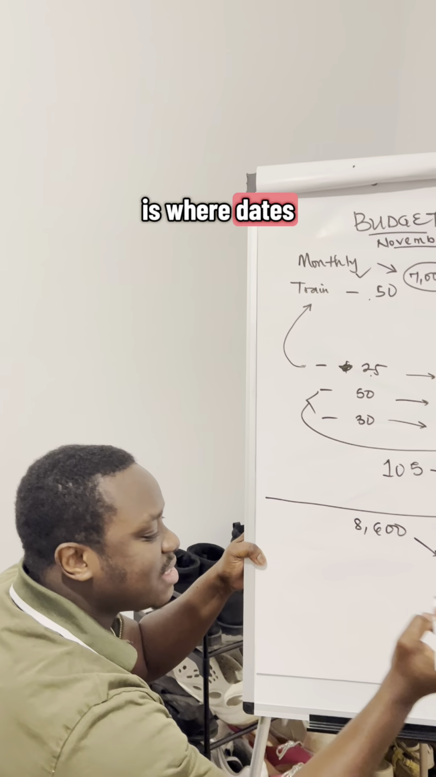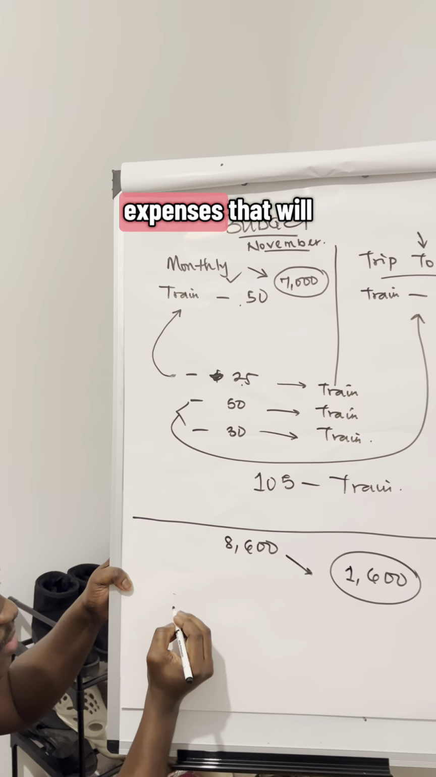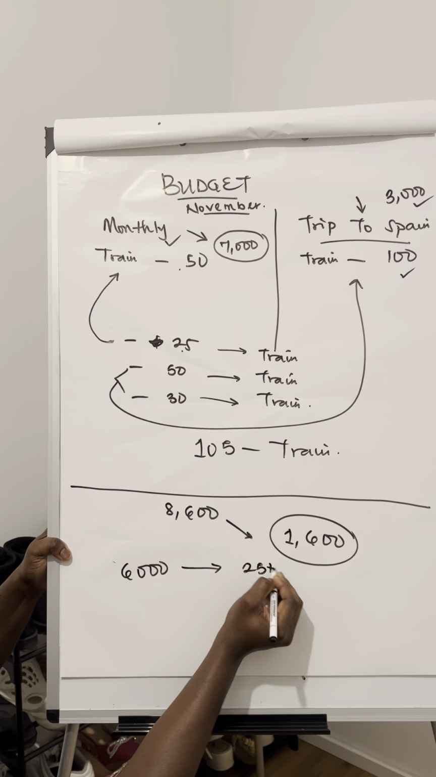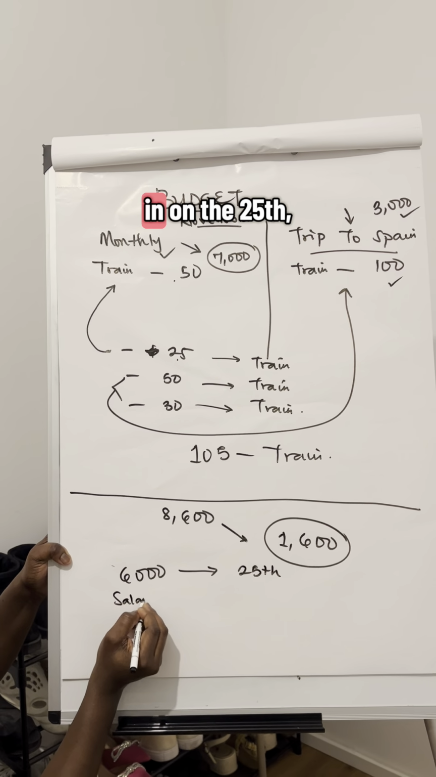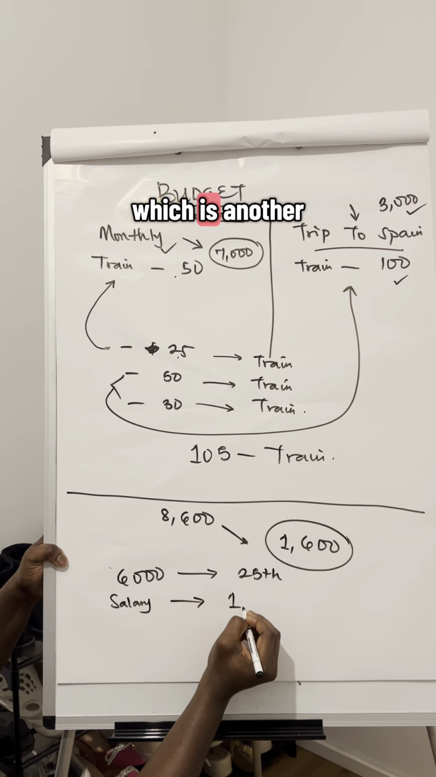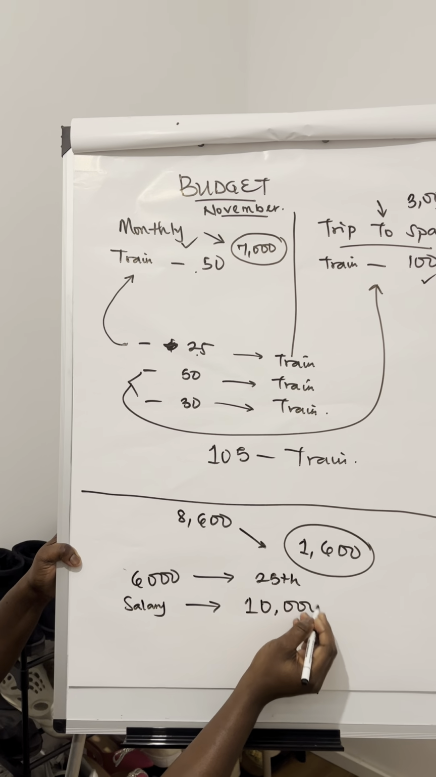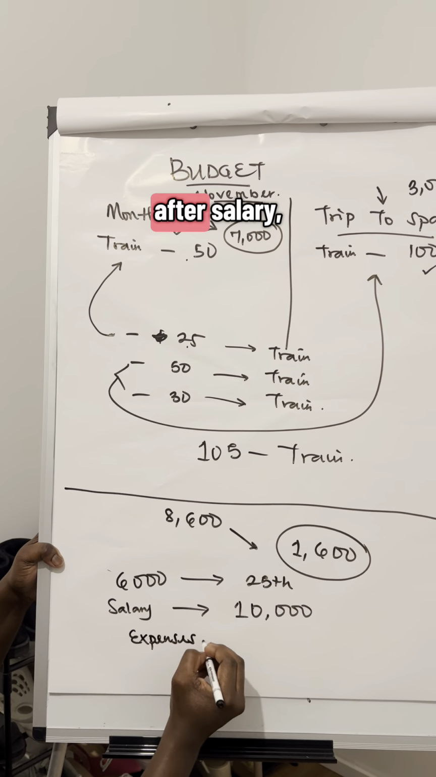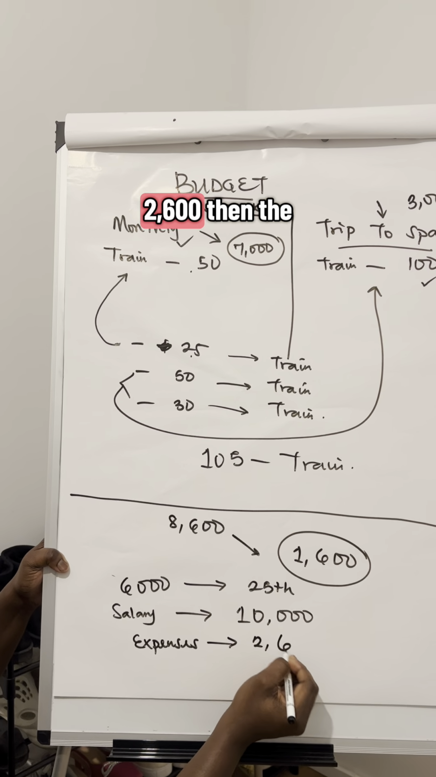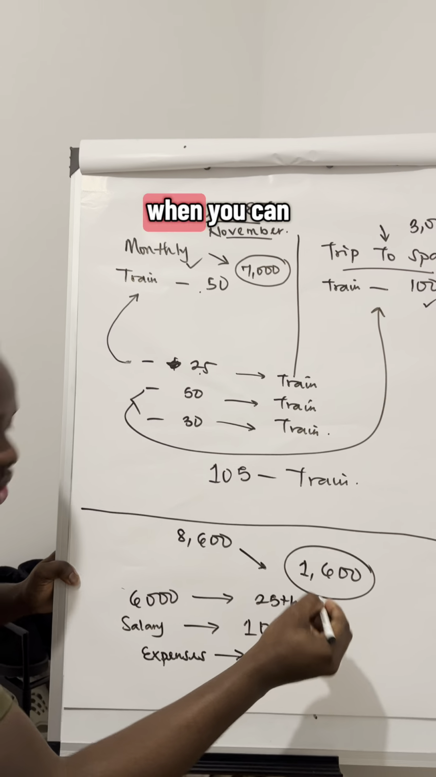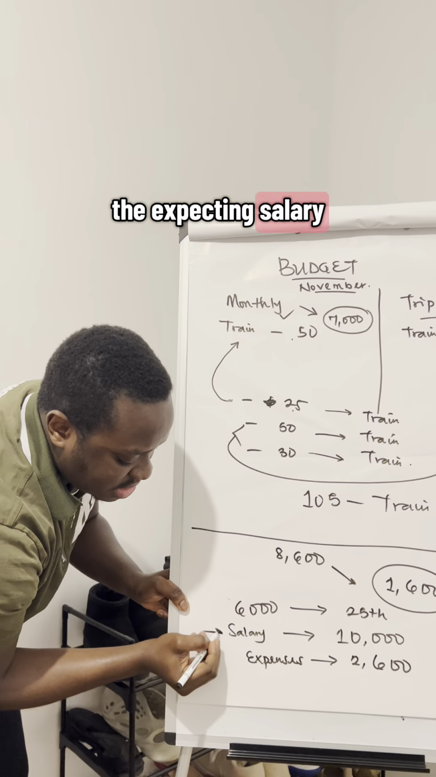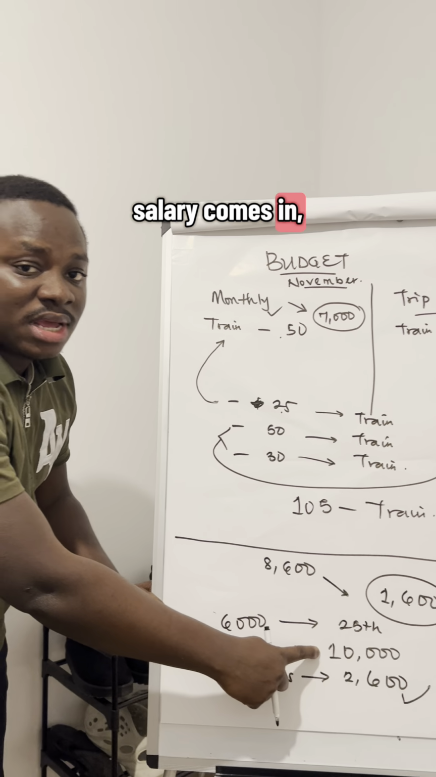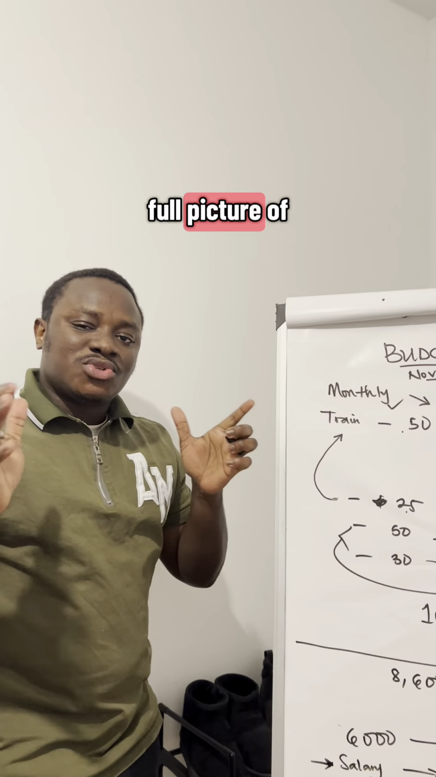And that is where dates come into being. So let's say you have different expenses that will cost 6,000 before the 25th. Then salary comes in on the 25th, which is another 10,000. Then you add the remaining expenses after salary, which will be 2,600. Then the date comes in, where you can now put it that you're going to be expecting a salary of 10,000, then the remaining part of the budget will be funded when the salary comes in, right? And this gives you a full picture of your plan.